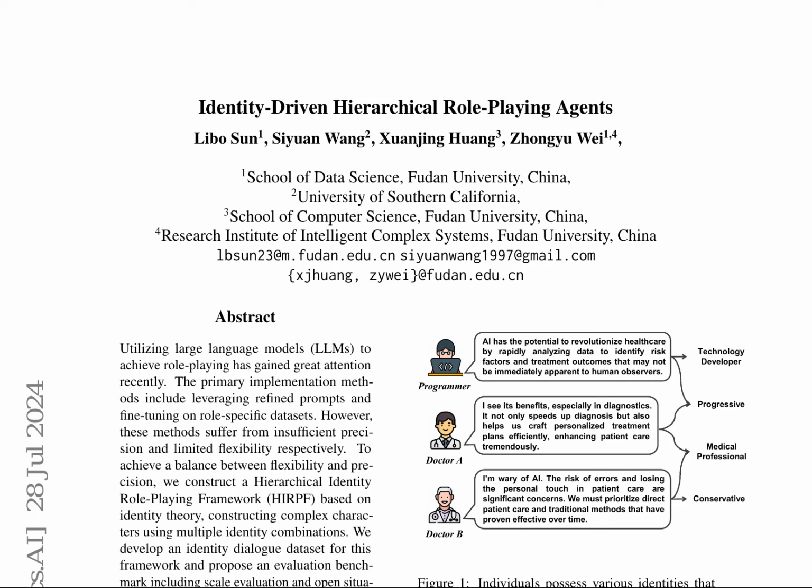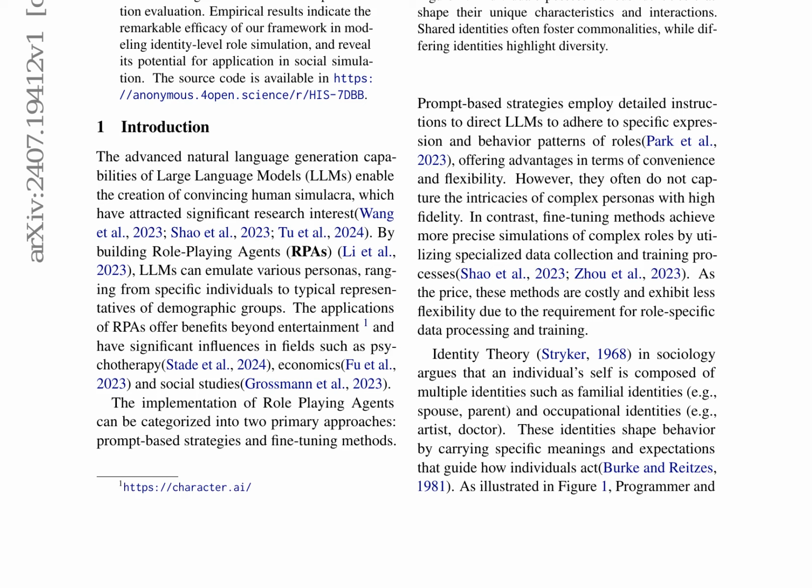The Hierarchical Identity Role-Playing Framework, HIRPF, is a novel approach to achieve role-playing in large language models, LLMs, by leveraging identity theory. This framework constructs complex characters using multiple identity combinations, striking a balance between flexibility and precision. The authors develop an identity dialogue dataset for this framework and propose an evaluation benchmark including scale evaluation and open situation evaluation. The HIRPF addresses 2 main challenges: organizing and accurately modeling diverse identities in the system, and ensuring controllable and flexible integration of these identities.